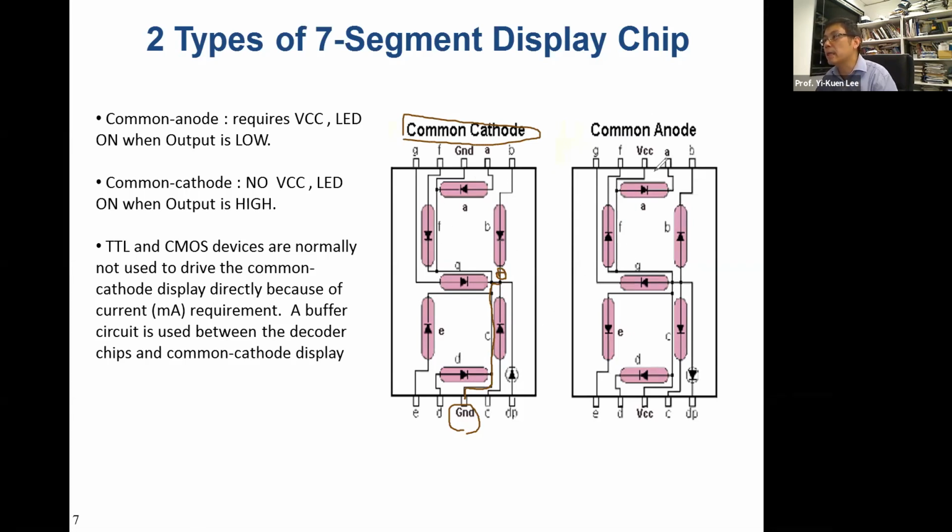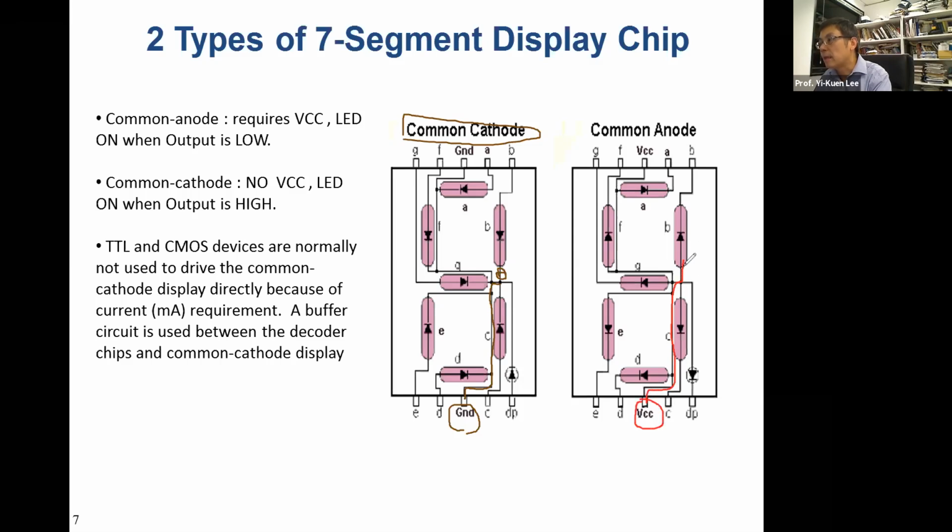And the second type is common anode. That means the anode, the positive side here, for the A LED, the positive side connects to the VCC. Oh no, sorry, this A terminal, so that connects to this negative, the cathode side, and then the positive will connect to this VCC. The same thing for the B LED. The negative side will connect to this B terminal, and the positive will connect to here, from here, VCC.